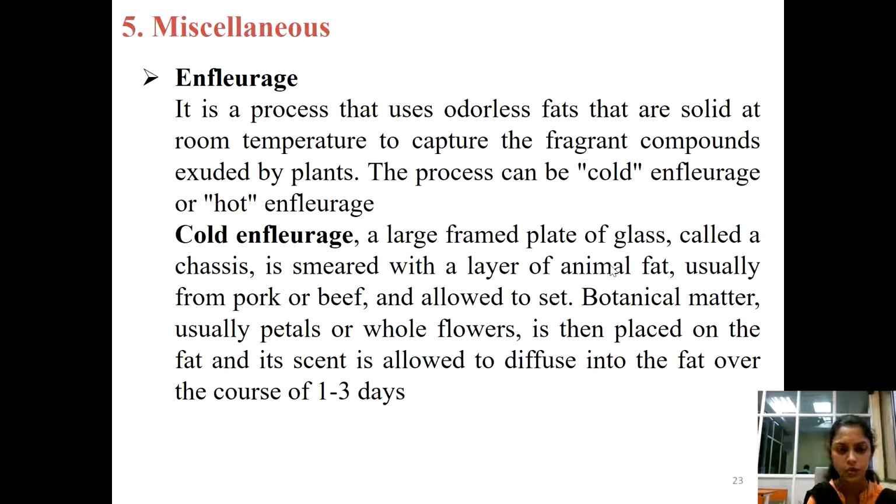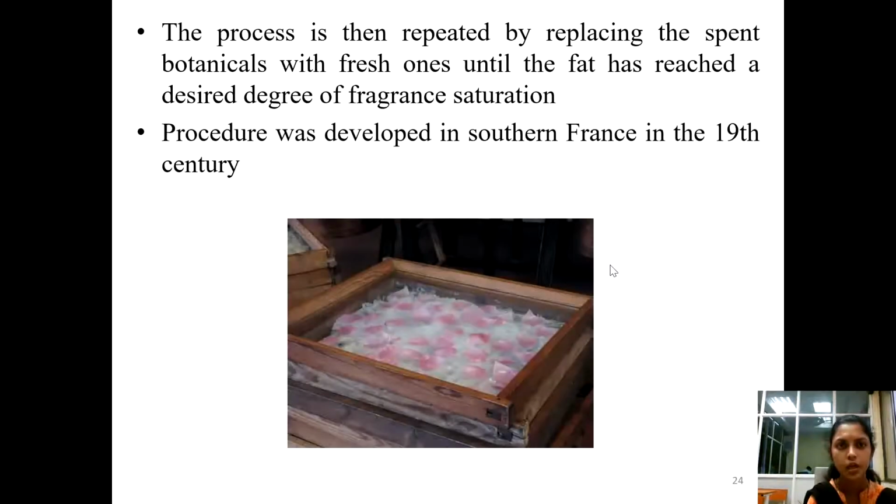Botanical matter, usually petals or whole flowers, is then placed on the fat and its scent is allowed to diffuse into the fat over the course of 1 to 3 days. The process is then repeated by replacing the scented botanicals with fresh ones until the fat has reached a desired degree of fragrance saturation. The procedure was developed in southern France in the 19th century. It is a very old method.